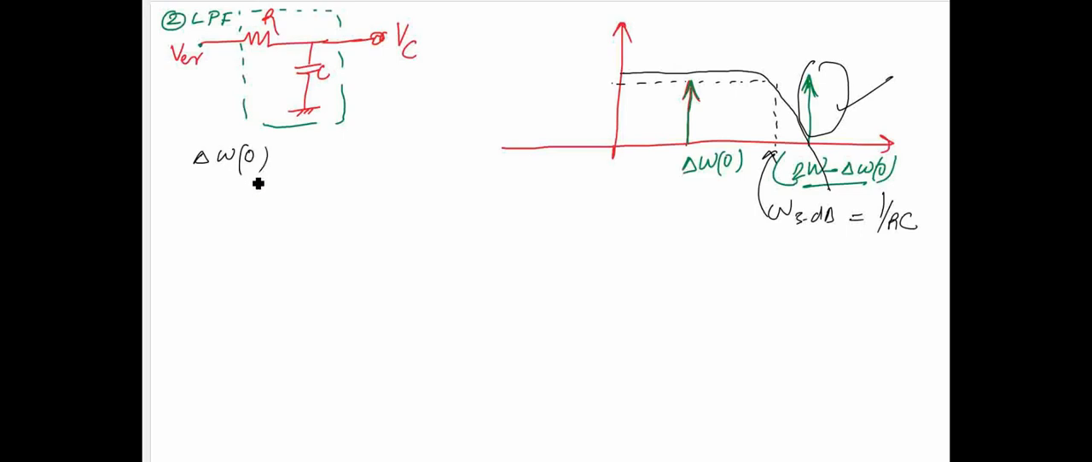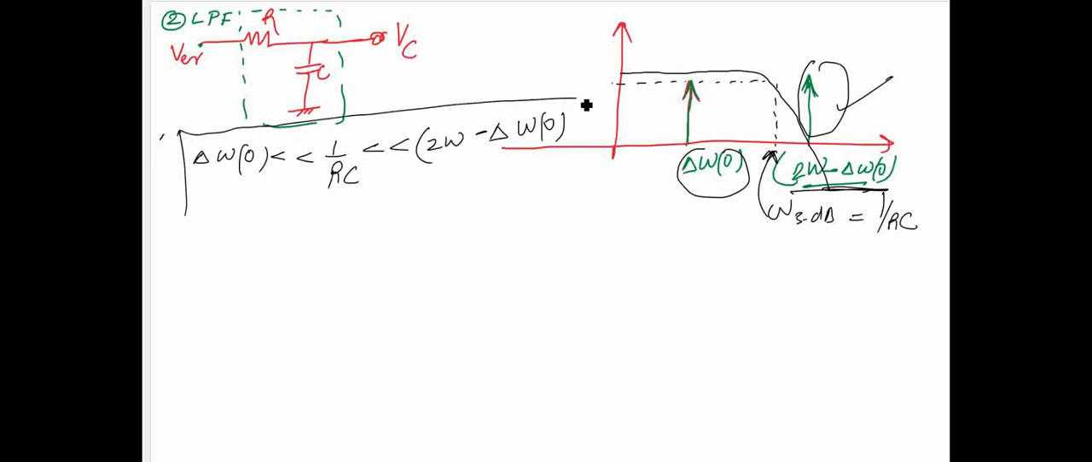So what is the condition we have to take? How we have to choose this omega 3 dB? We have to keep it like this. This should be less than this, right? And this should be greater than this. So it should be 2 omega minus del omega 0. So this should be our condition. This should be greater, this should be less. Then only you can reject it.